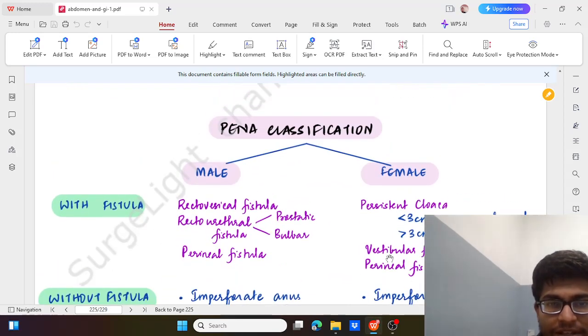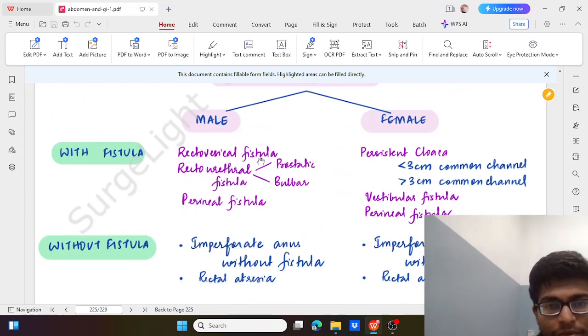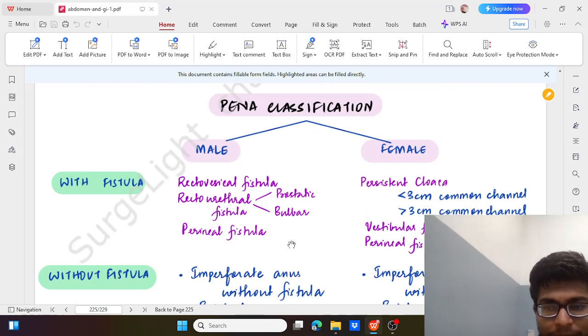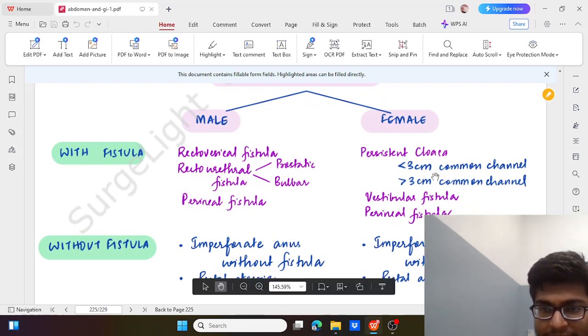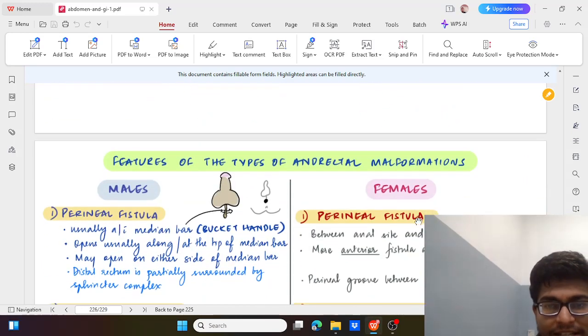The other classification we have is the Pena classification. In males with fistula, there could be rectovesical fistula, rectourethral fistula in the prostatic or bulbar part, or perineal fistula. Without fistula, there could be imperforate anus without fistula and rectal atresia. In females, without fistula it is the same: imperforate anus without fistula and rectal atresia. With fistula, there is persistent cloaca with a common channel of less than 3 cm or more than 3 cm, vestibular fistula or perineal fistula. Now we'll see all these in the diagram.